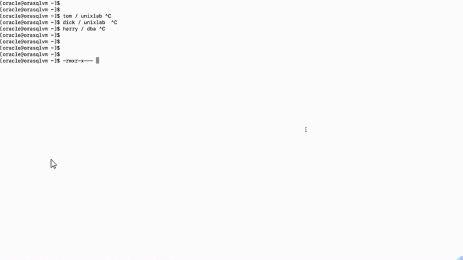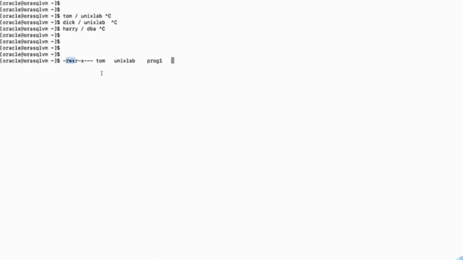Owner of this file is Tom. The member of this group is unixlab. So what does it tell me? Name of the file, let's say, is program1. I have eliminated all other attributes from the output. So from here I can tell you the name of the file is program1. The owner of this file is Tom. It's a regular file. Tom can do everything possible with that file. He can do read, he can do write, he can do execute.